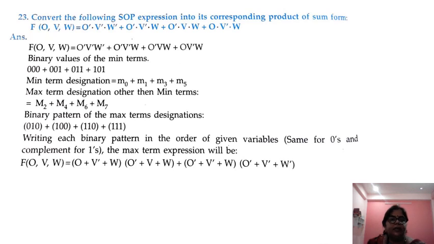Now by writing the binary value pattern of the zeros and ones, we will see the expression will come as u plus v complement plus w. See, the reverse will be there and all the variables will be written like this.